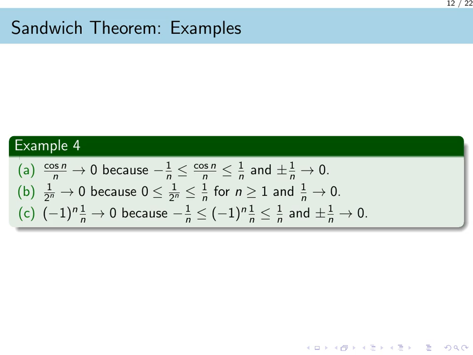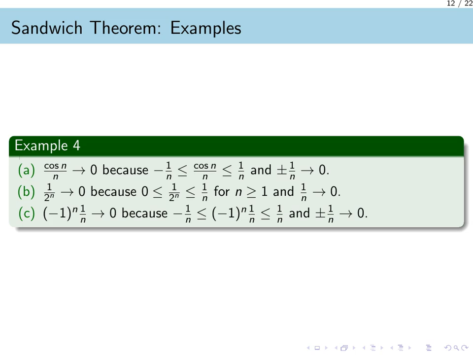Next, consider 1 over 2 to the power of n. This term is always greater than 0. It is also less than or equal to 1 over n for all n greater than or equal to 1. The sequence is therefore squeezed between 0 and 1 over n, forcing its limit to be 0.